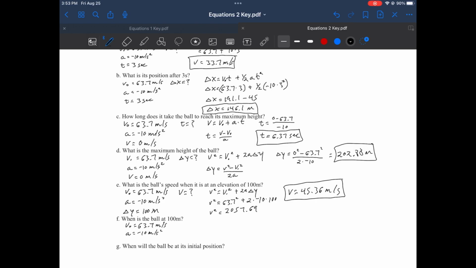Acceleration, negative 10 meters per second squared. Delta y is 100 meters. And when is the ball? Time is the question mark. Our formula of choice would be delta y equals v naught t plus 1/2 a t squared. But we're looking for time, and now we've got t and t squared. This is not the math that I'm wanting to do.